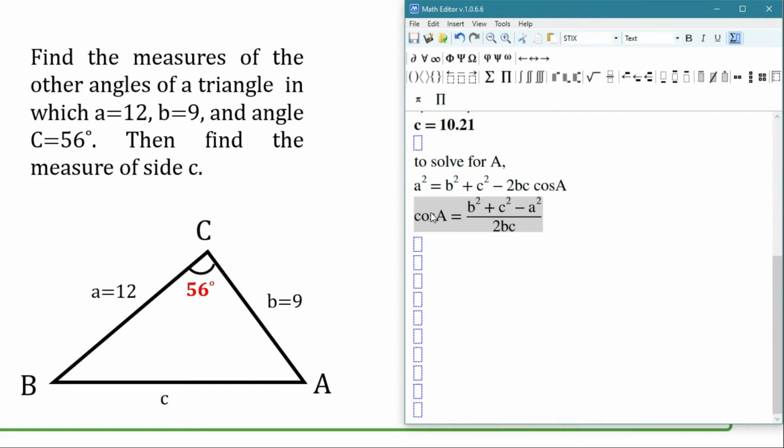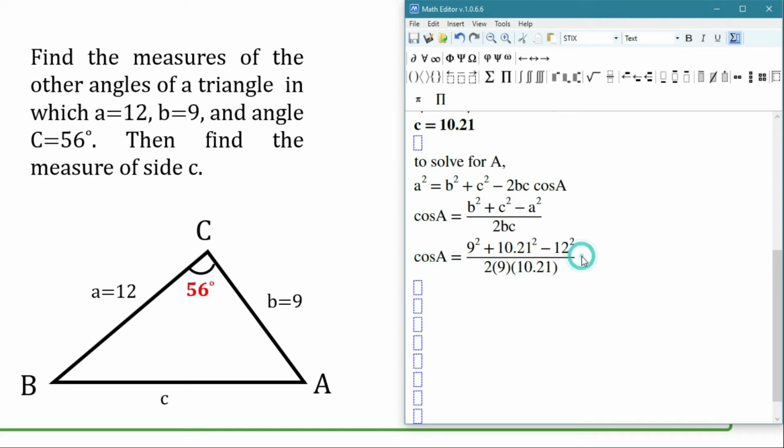Okay? So, we have cosine of A equals b square plus c square minus a square over 2bc. Since given naman na tayo ng sides at na-compute na natin si side BC, the value of B is 9. So, palitan lang natin si B ng 9, si C ng 10.21. Yun yung nakuha natin kanina. Minus A, the value of A is 12, over 2 times BC. So, we have 9 multiplied by 10.21.